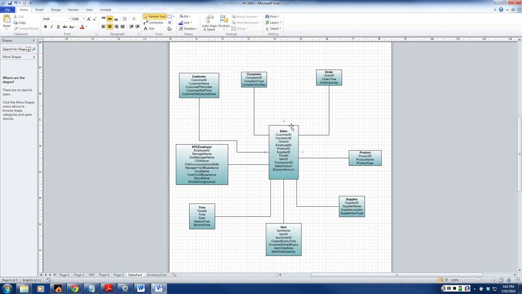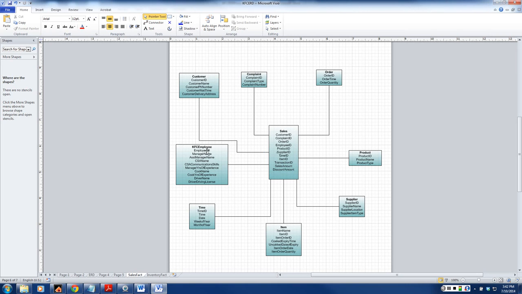So the way it will work is either I can use transaction ID as the primary key of the sales fact table, or if I don't have a primary key for the sales fact table, I can combine all the IDs, or the foreign keys, and use them as a primary key. So there are two options. I can use customer, complaint, order, employee, product, supplier, time, item, all of them together as a primary key, or I can use transaction ID as a separate primary key for this table.